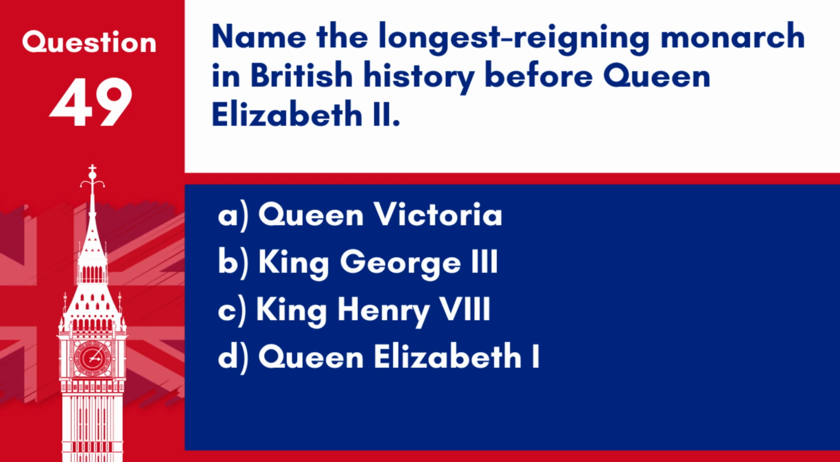Question 49. Name the longest reigning monarch in British history before Queen Elizabeth II. A. Queen Victoria. B. King George III. C. King Henry VIII. D. Queen Elizabeth I. Answer. A. Queen Victoria. Queen Victoria was the longest reigning monarch in British history before Queen Elizabeth II.